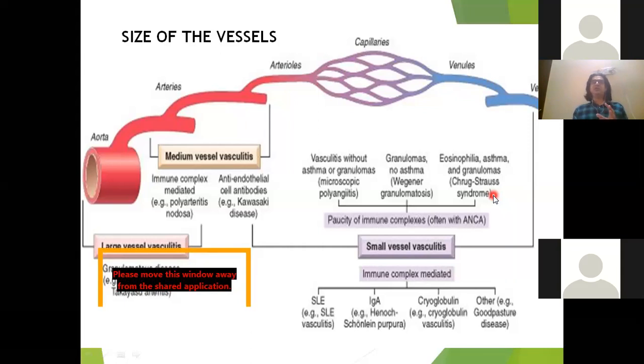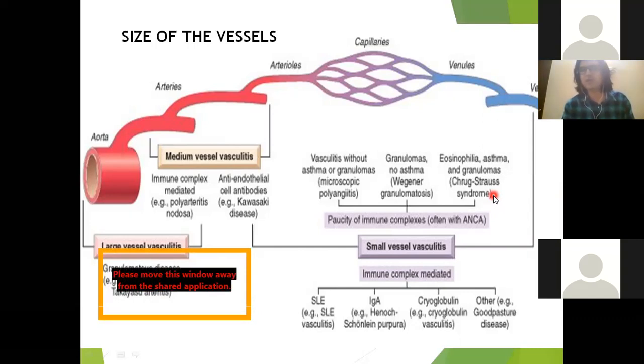Or you can say granulomatous vasculitis with asthma and eosinophilia. Asthma and eosinophilia are only seen in this type of vasculitis. So this is a unique vasculitis which is ANCA-associated, and specifically this is P-ANCA, right? And we will see what the different types of ANCA are. So this is Churg-Strauss syndrome.